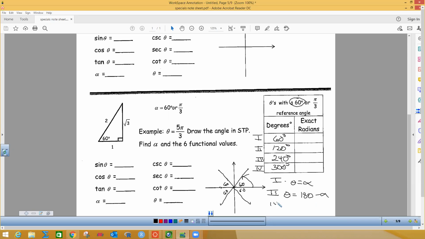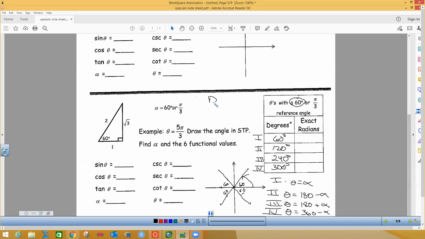And then in quadrant 3, you find theta by taking 180 plus the alpha. If I go 180 to there and then add 60 more, that's where the 240 comes from. And then in quadrant 4, the rule is you take 360 minus alpha. So we always are dealing with things from the x-axis. Again, 360 is all the way back around to the beginning and then it's back up 60, subtract 60, that's where 300 comes from.